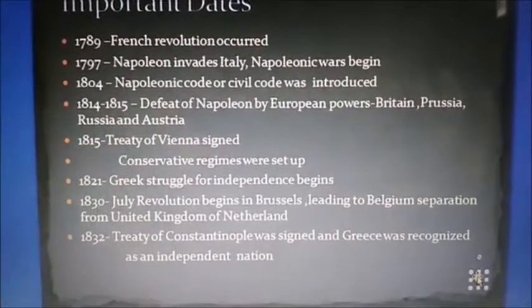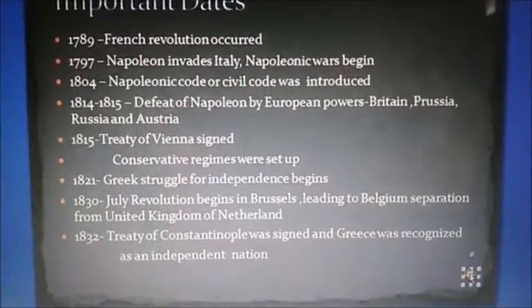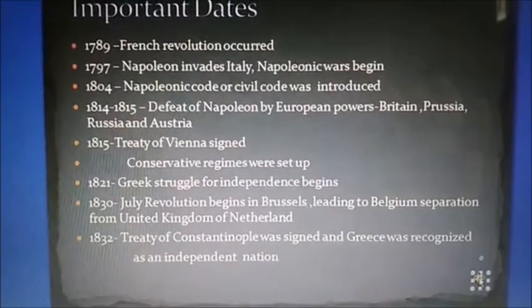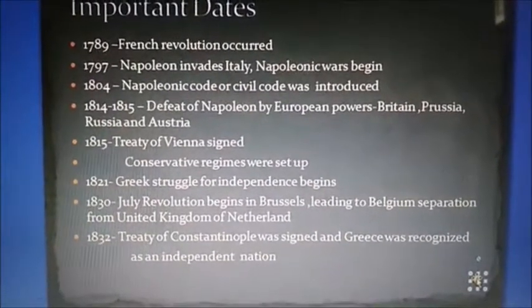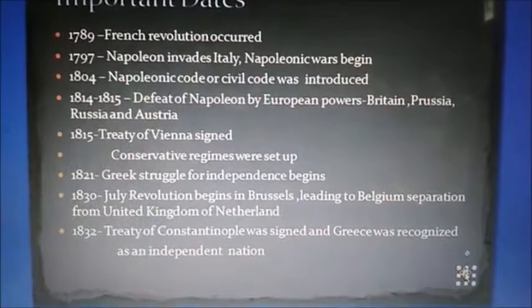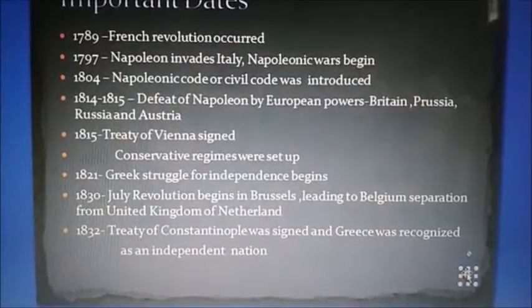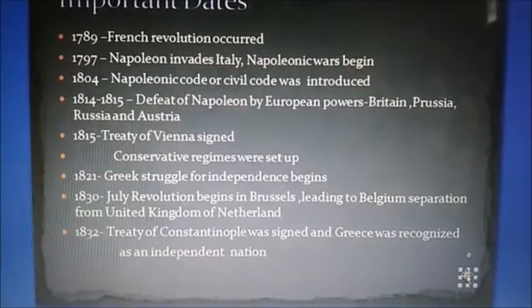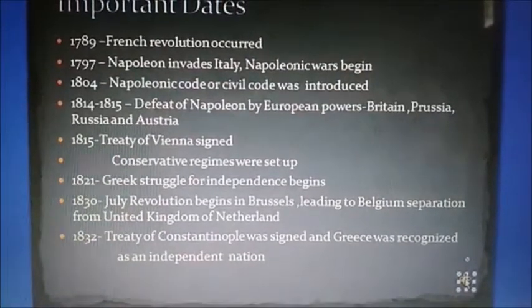Then the second date that we have to remember is 1797. Napoleon came to power and he loved to expand the territory, so he went into war with many countries, and Napoleon invaded Italy during this period. So we call this the Napoleonic War.